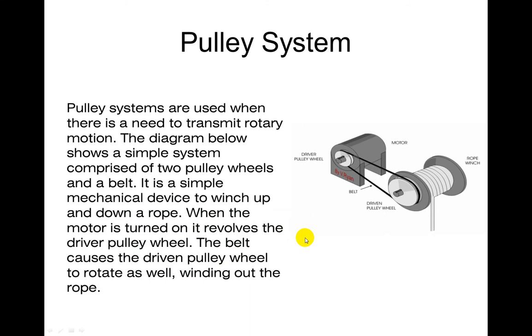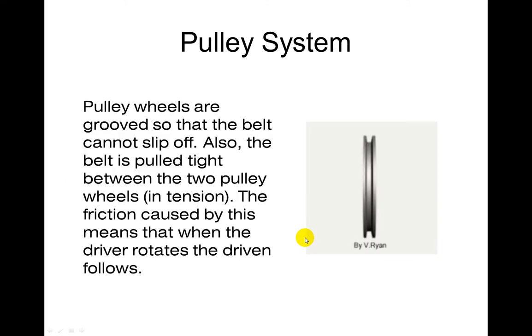A pulley system is used when there is a need to transmit rotary motion. The diagram below shows a simple system comprised of two pulley wheels and a belt. It is a simple mechanical device to winch a rope up and down. When the motor is turned on, it revolves the driver pulley wheel. The belt causes the driven pulley wheel to rotate as well, winding out the rope.